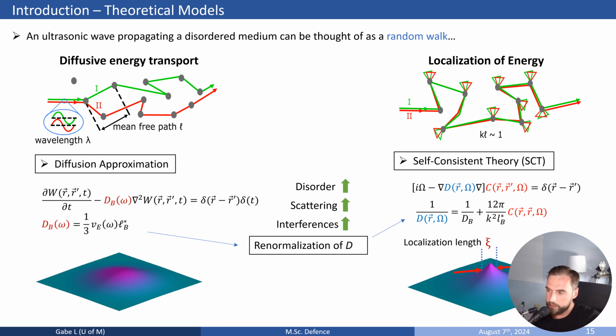Whereby you can see an inverse relation between the probability of a wave returning to its position, here C of R omega, and then this localization length psi is what we use as an important parameter, and it is the average decay of intensity at a position.